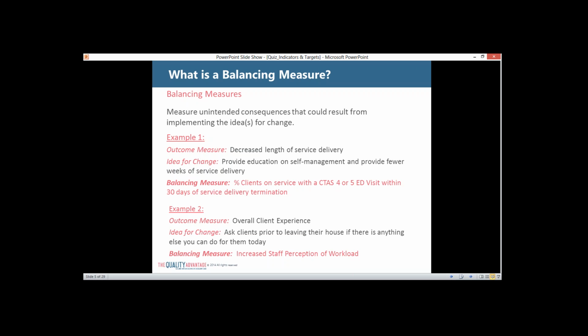Workload is one of those indicators that's very frequently a good balancing measure, because when we do quality improvement and we're implementing different change ideas, we know that we can't add extra work to staff who are already working at 100%. And so if staff perceive an increase in workload as a result of a change in practice, it's highly unlikely that the change will be sustained. So workload is frequently a good balancing measure.